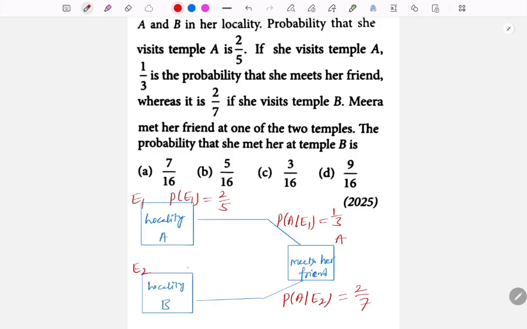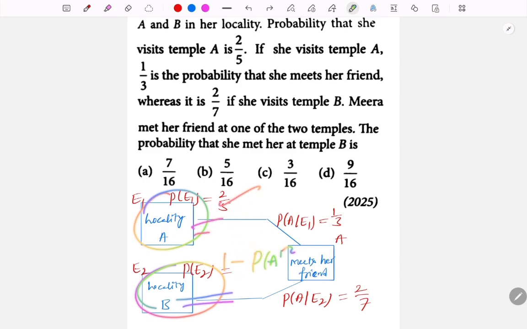Very easy. Probability of E2. If Mira visits here, she won't visit here, right? It's a complement of this one. So if you know this one, we can easily write 1 minus P of A. So 1 minus 2 by 5. It is nothing but 3 by 5. What is the answer? 3 by 5.